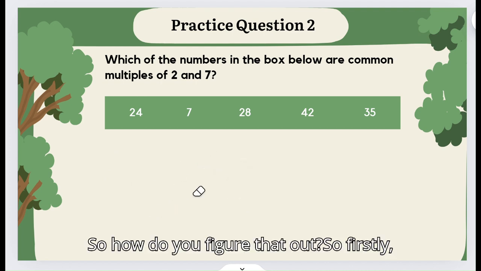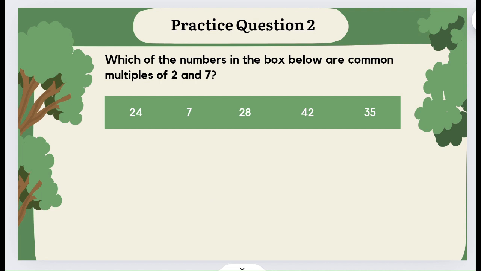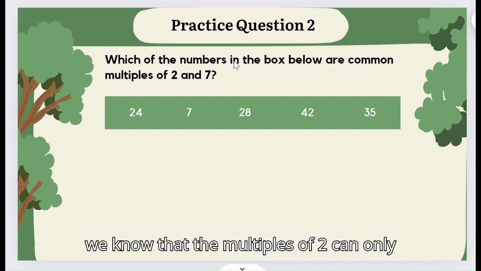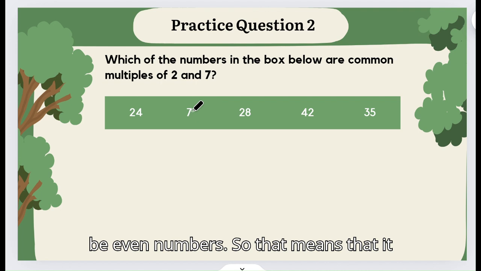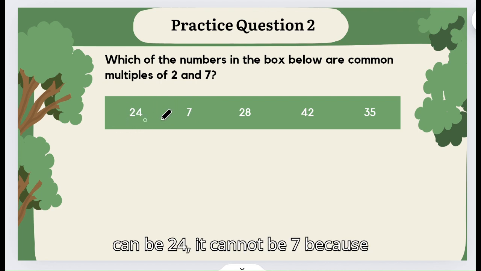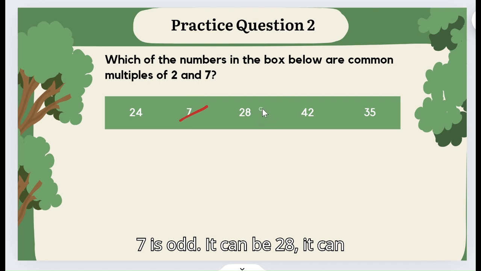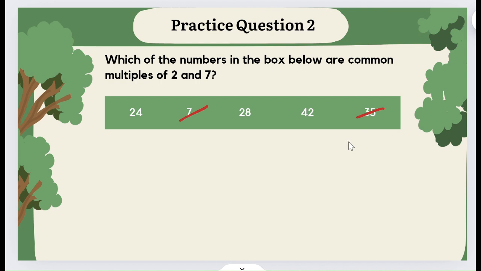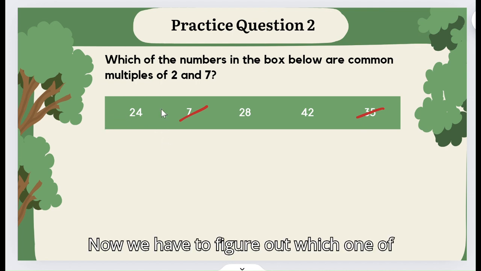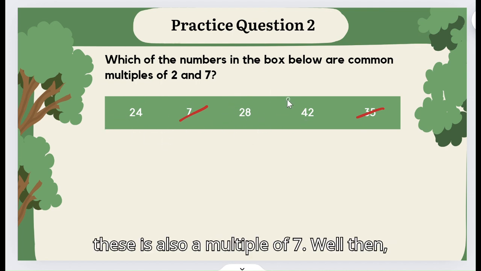So how do you figure that out? Firstly, we know that the multiples of 2 can only be even numbers. So that means that it can be 24, it cannot be 7 because 7 is odd. It can be 28, it can be 42, but it cannot be 35. Now we have to figure out which one of these is also a multiple of 7.